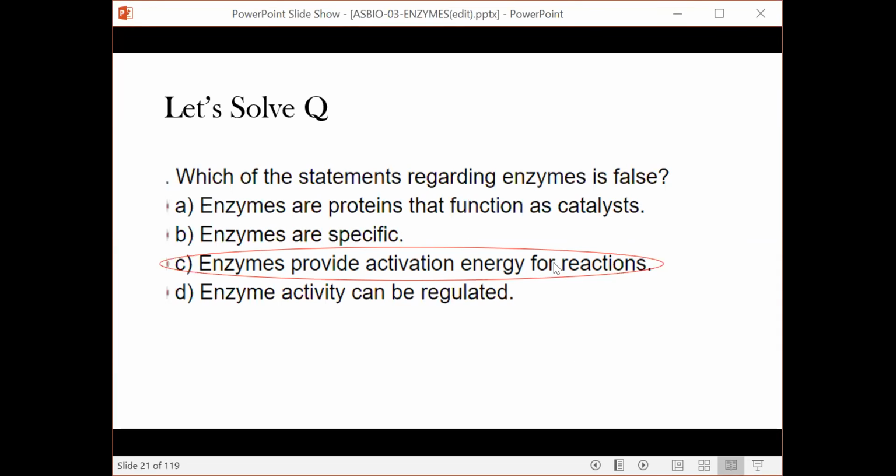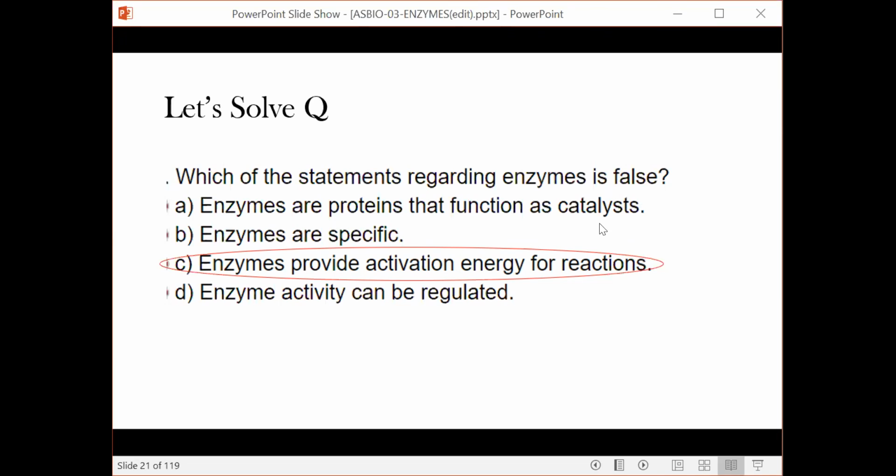Enzymes provide activation energy. Are they giving activation energy? No, they are lowering activation energy. They are not giving energy, nor are they raising the energy. They are lowering it. And enzyme is not providing any kind of energy source. So the third statement is wrong.